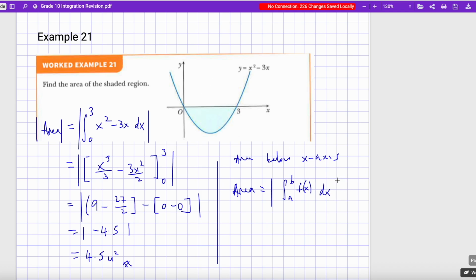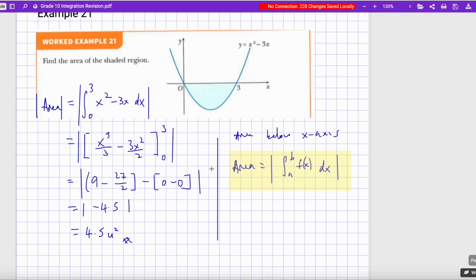Oh, my line is not really straight. Okay, there you go. All right, so you can use this formula to help you, especially if you know that the area is under the x-axis. If you can't really tell because you don't know how the shape or the graph looks like, then if your area turns out to be a negative value, then you just add the mod sign to the whole working to convert it into a positive area.